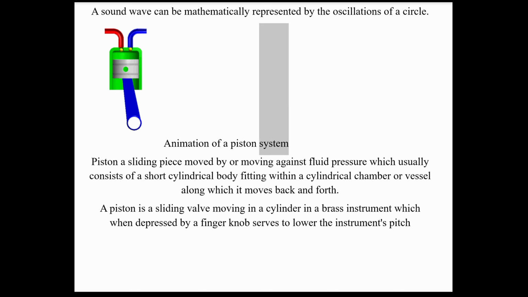Animation of a piston system. Piston: a sliding piece moved by or moving against fluid pressure, which usually consists of a short cylindrical body fitting within a cylindrical chamber or vessel along which it moves back and forth. A piston is a sliding valve moving in a cylinder in a brass instrument, which when depressed by a finger knob serves to lower the instrument's pitch.